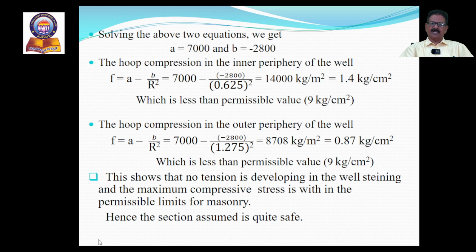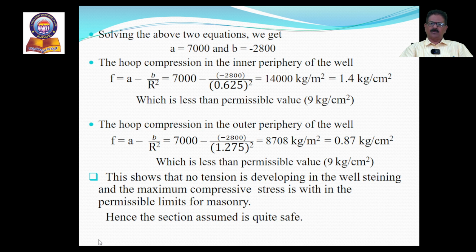So accordingly, the hoop compression in the inner periphery of the well is given by f = a - b/r². By substituting all the values, you will get the hoop compression at the inner periphery as 14,000 kg per meter square, which is equal to 1.4 kg per centimeter square, which is also less than the permissible value, that is 9 kg per centimeter square.